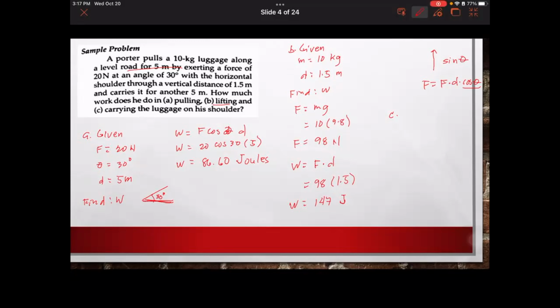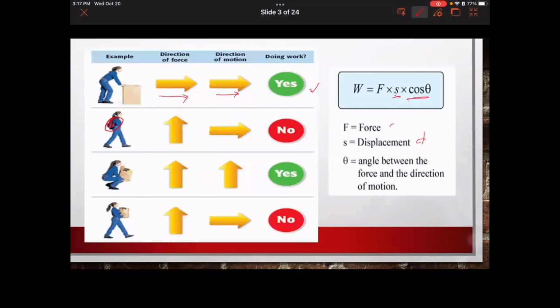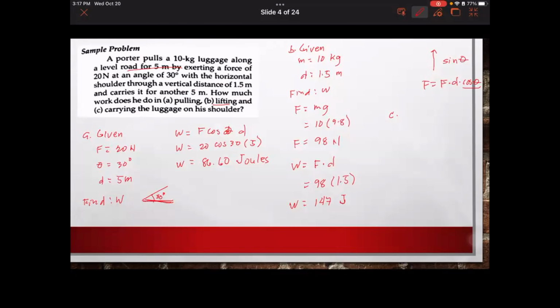Okay, for the letter C, the force on the luggage is perpendicular to the direction of the motion. So, the distance moved in the direction of the force is 0. Kasi carrying na to. So, therefore, work is 0. So, the porter does no work in carrying the luggage. Magkakaroon tayo dito as the same with this. Kaso ito yung sa porter ay nasa shoulder. The same lang naman siya ng illustration. So, walang work na possible siya. So, work here is 0.